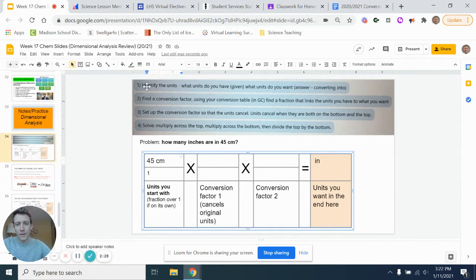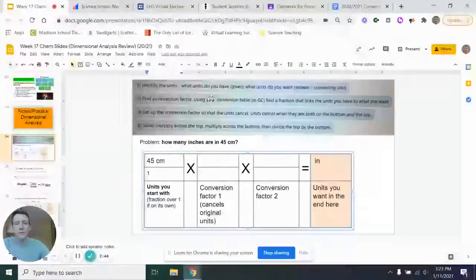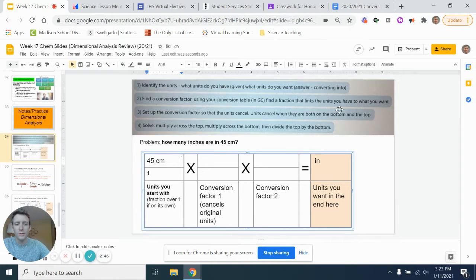So I've set it up by identifying the units and I put them in the right spot. Your template on your summative just has these first 2 rows. It doesn't have these helpful hints at the bottom. By watching this video, you'll know this information. Okay, in step 2, I need to find a conversion factor using the conversion table in Google Classroom. Find a fraction that links the units you have to what you want. So you're going to go to week 16 in the Google Classroom and open this table.